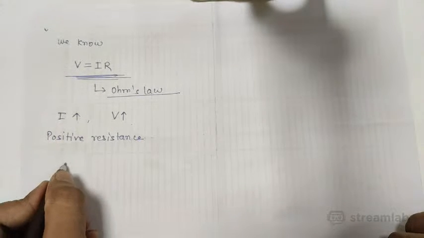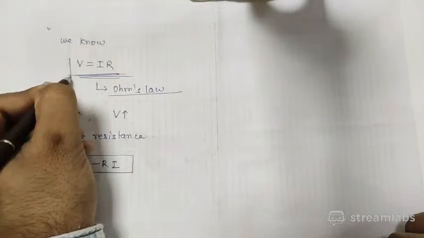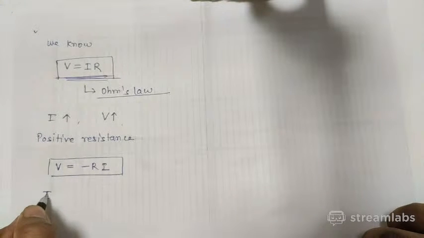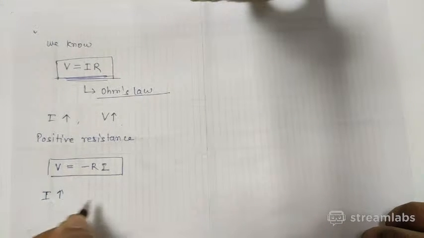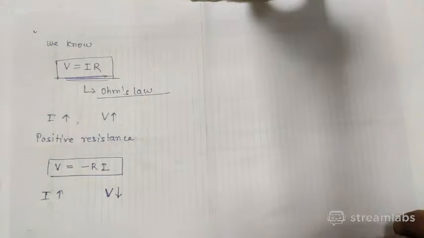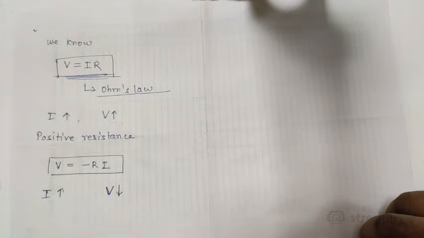But if just the opposite happens in some device, if there is a relation like this, a negative of Ohm's law, that means when current increases, the voltage decreases. That is a magical device, and that means negative resistance.